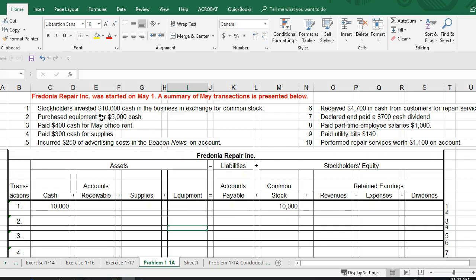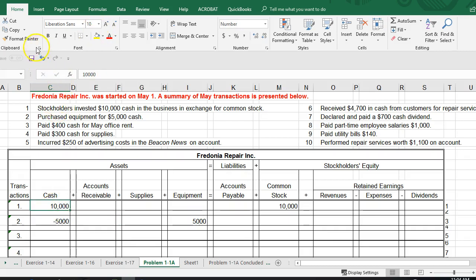So once again, you want to ask yourself, which accounts are involved in this business transaction? Are the accounts an asset account, a liability account, or an equity account? And are the accounts increasing or decreasing? So we purchase equipment for $5,000 in cash, which means that our cash account is going to decrease by $5,000 because we're spending money. So I'll put minus $5,000 to my cash account. But in exchange for the cash, I received equipment. Therefore, my equipment account increased by $5,000.